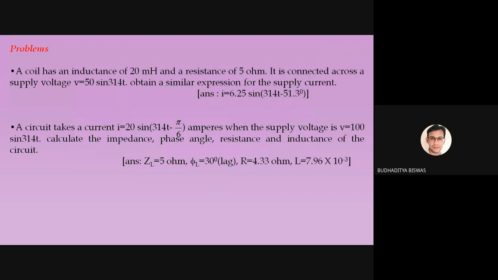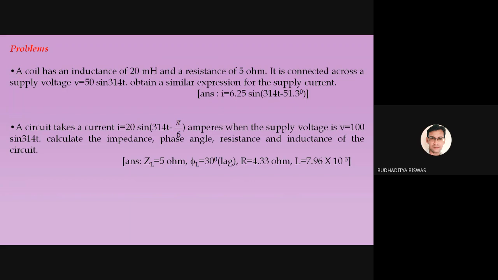Now, the first problem is that a coil has an inductance of 20 millihenry. It's a request that as we are not physically present in the class, you need to do a lot of practice to understand all these things carefully. So please bring a rough paper and a pencil, and if you have a scientific calculator, you can use it. Like the computer or laptop, a scientific calculator is also essential in engineering study. So if you have it with you, then bring it. Otherwise, you may face problems in the calculation.